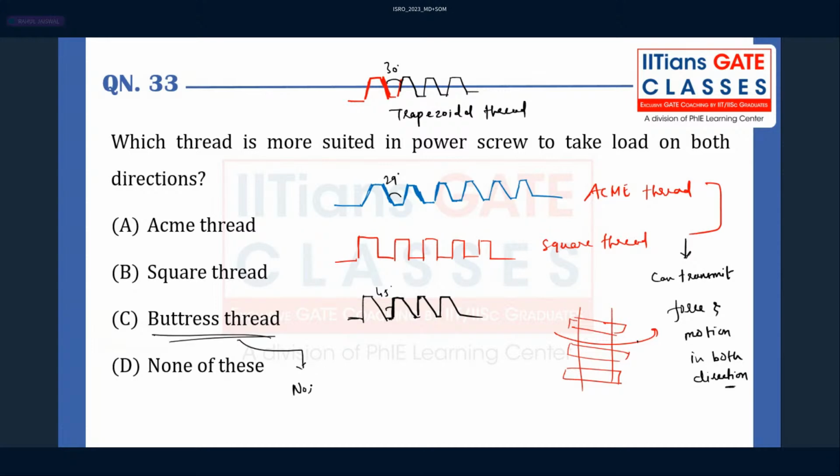Again, if you are thinking that, sir, I'm not getting the feeling of how and why, please try to see a YouTube animation of the buttress thread. There you can understand why it can only transmit force and motion in one direction, not in both the directions. It can transmit power and motion only in one direction.